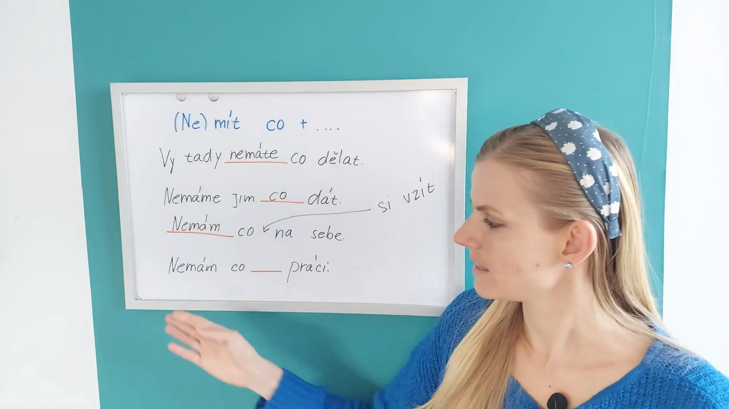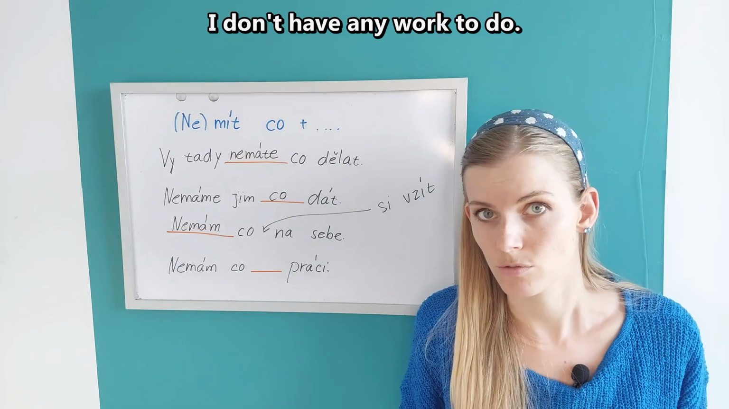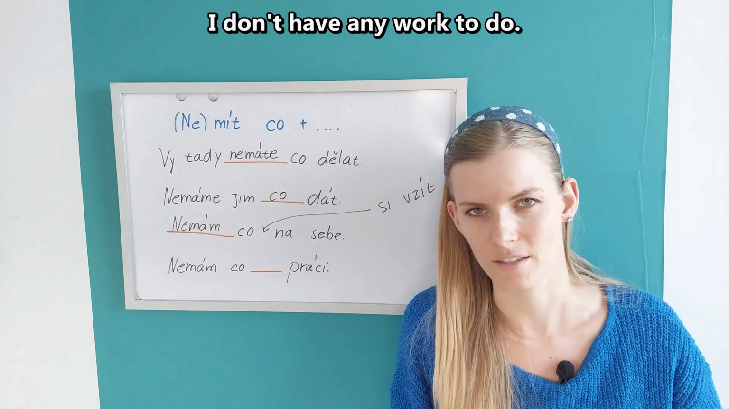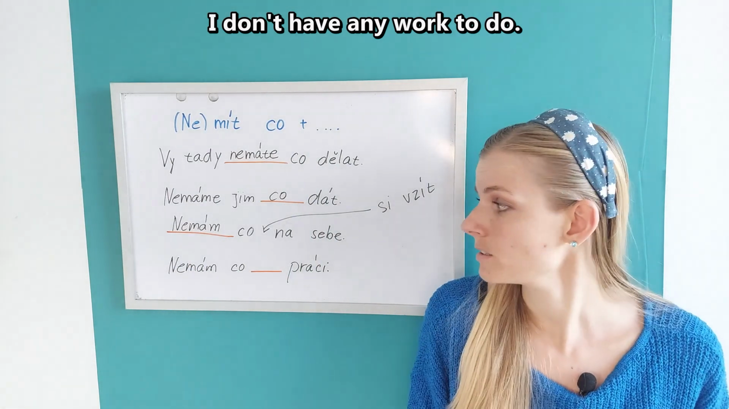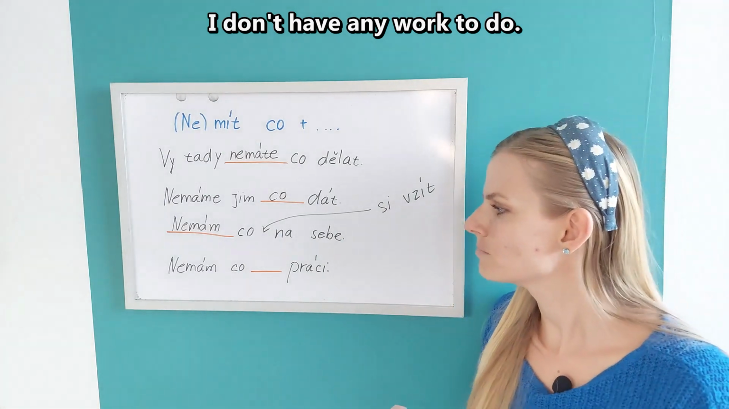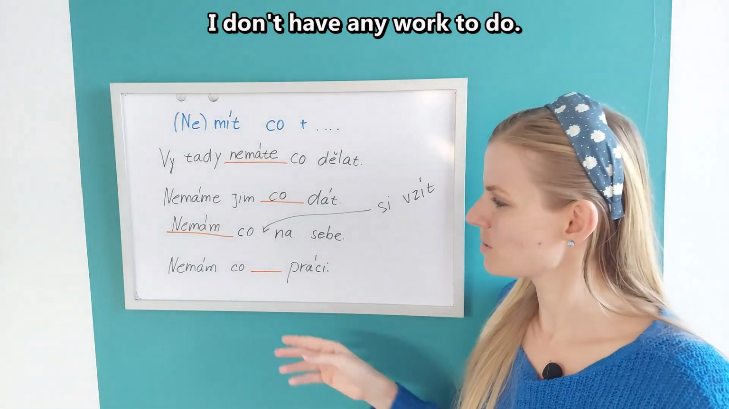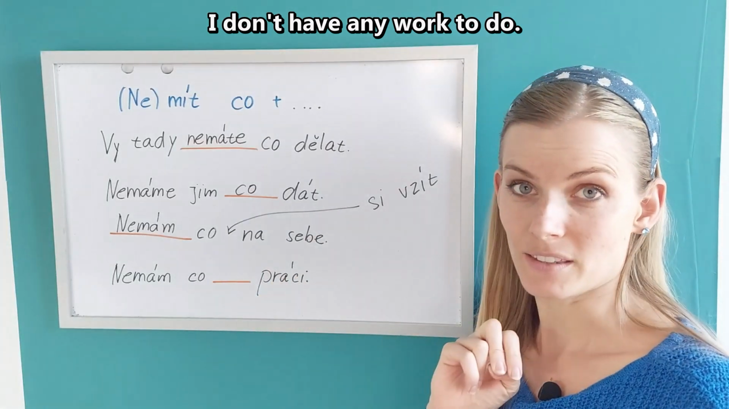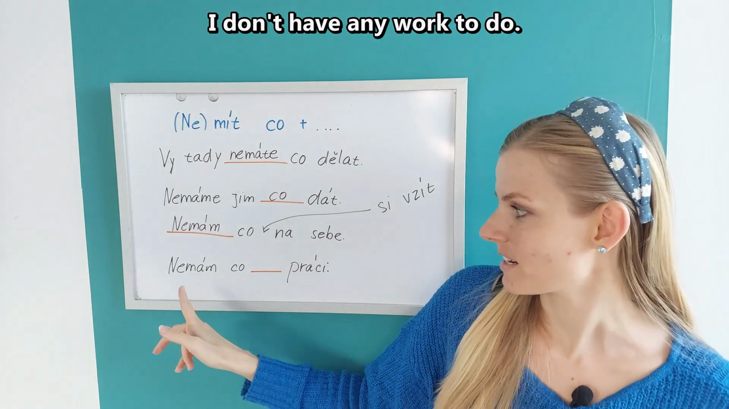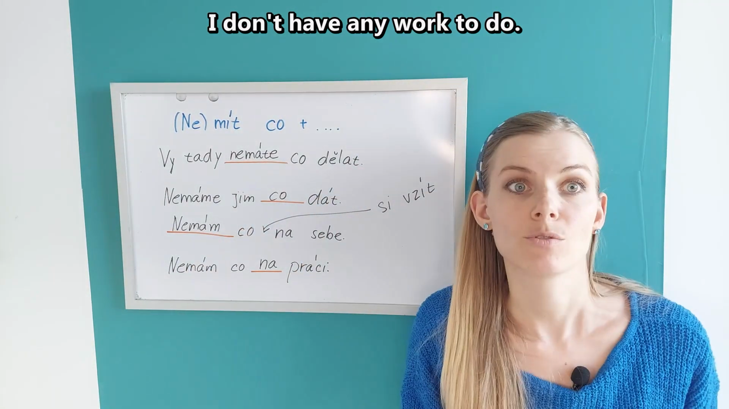Nemám co na sebe. And this last sentence wants to say, I don't have work to do, which is similar to the first sentence I showed you. Nemám co dělat, but here we are mentioning the word práce. So this is a little tricky. You can guess what prepositions we could use here based on the previous sentence. And yes, you guessed correctly. Nemám co na práci. Nemám co na práci. I have no work to do.